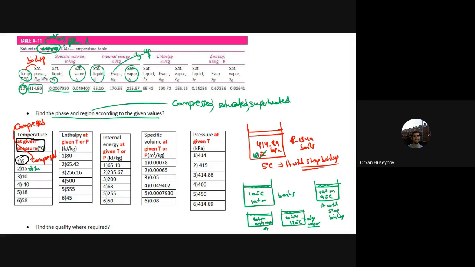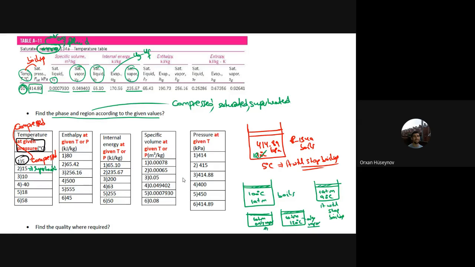Next one is superheated. But you should remember that I am doing the example for the refrigerant, where you have the saturation pressure of 414 kilopascal at the temperature of 10 degrees Celsius. I'm not doing the water, the water is just for similarity.